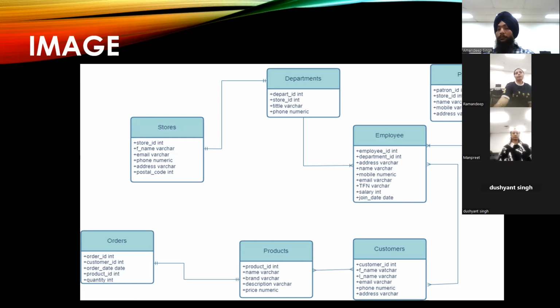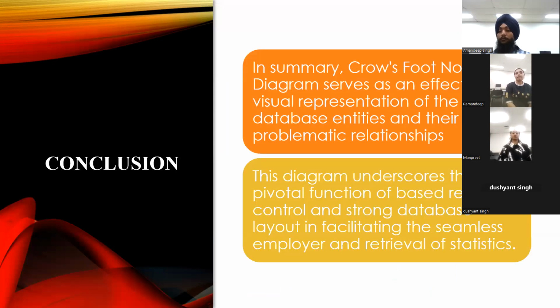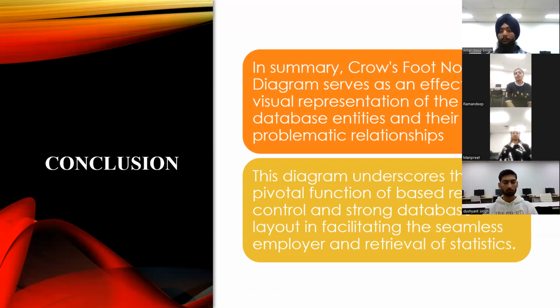To conclude, we can say the crow's foot notation diagram serves as an effective visual representation of the database, its entities and their relationships. And it shows the various symbols of cardinality. It has a horizontal line, and on that it has various symbols: zero to many, the vertical short line that shows zero to one, and the many that shows the crow's foot. That is why it is called crow's foot notation.